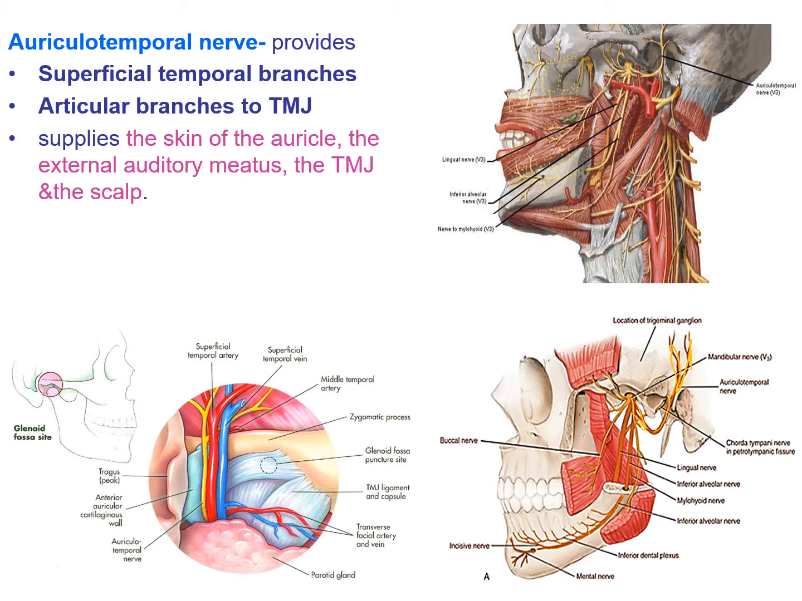The auriculotemporal nerve also conveys the postganglionic parasympathetic secretomotor fibers from the otic ganglion to the parotid salivary gland. The preganglionic fibers are derived from the glossopharyngeal nerve via the tympanic branch, tympanic plexus, and the lesser petrosal nerve.